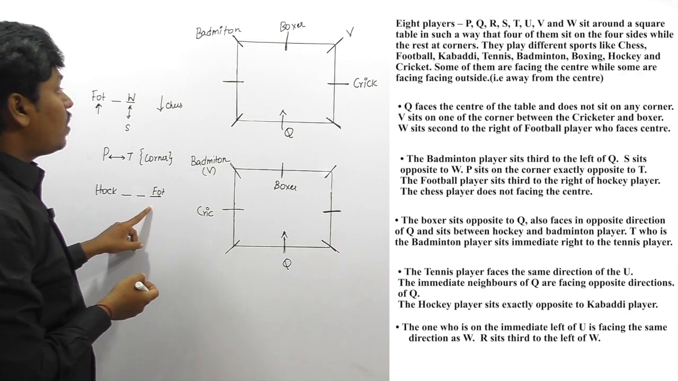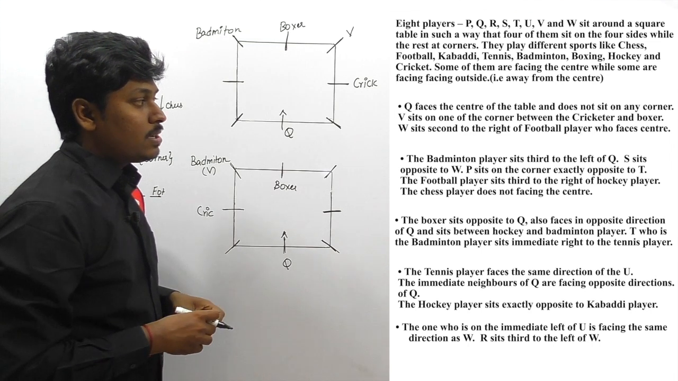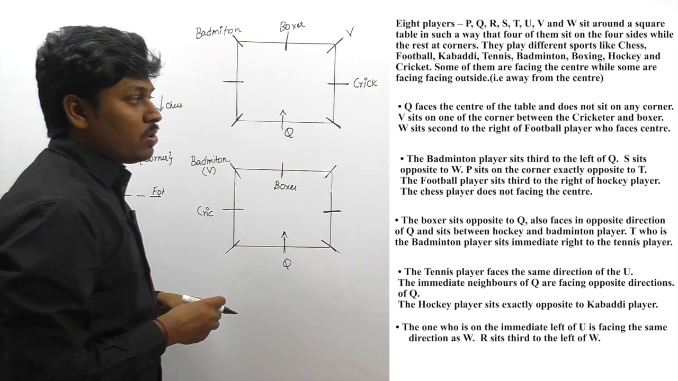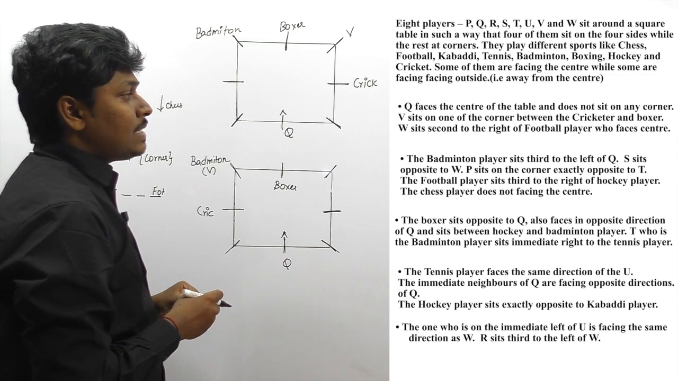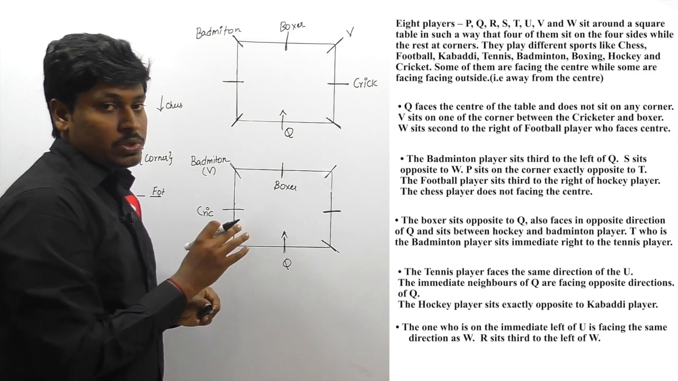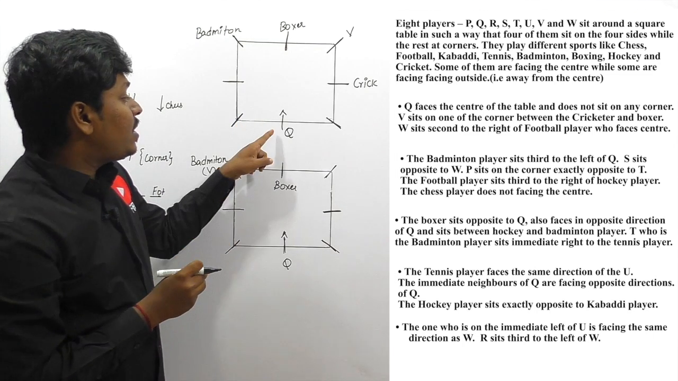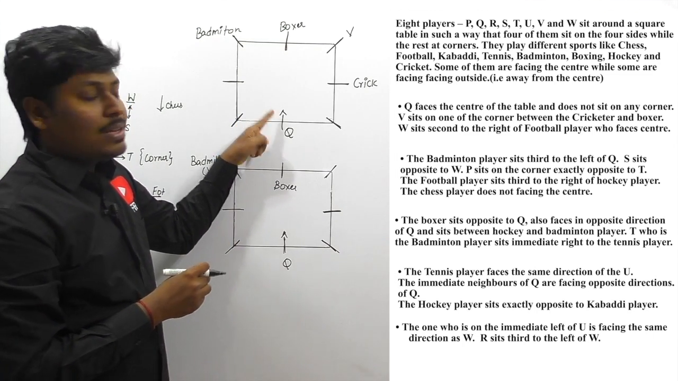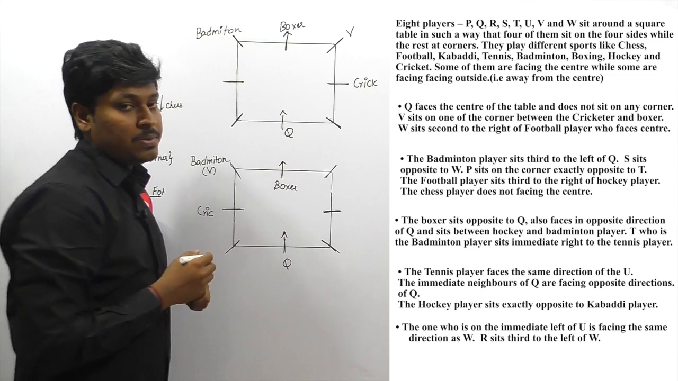Here, hockey, football. Okay, no way. Let me move on to the next point, friends. The boxer sits opposite to Q and also faces in the opposite direction of Q. So friends, they have said that the boxer is sitting opposite to Q and is facing opposite to Q. We know that the Q person is facing center, so definitely we can say that the boxer should face outside. So the boxer is facing outside.